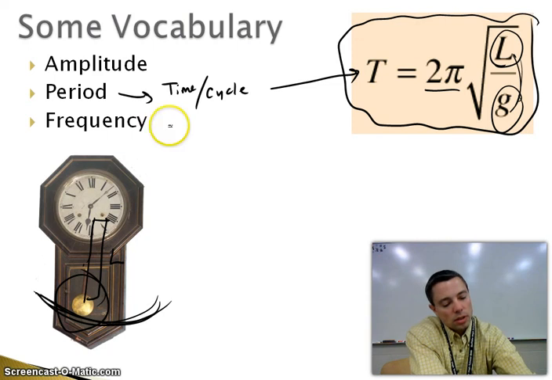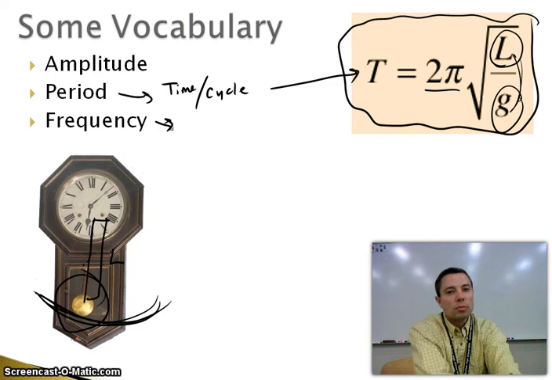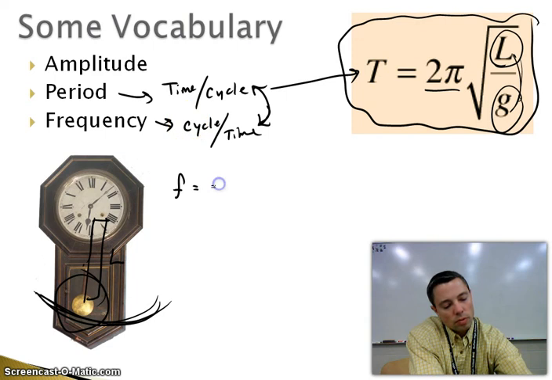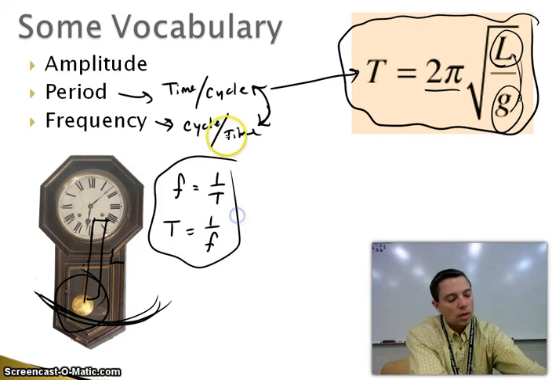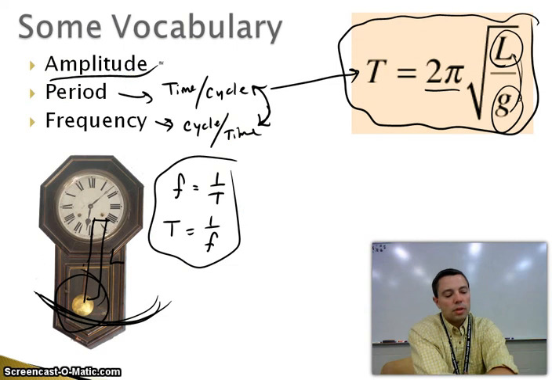Now the frequency is the number of cycles per given time. It is 1 over the period, or the period is 1 over the frequency. That's how we relate those two. So those two are related. What about this amplitude thing? Well, the amplitude deals with how much energy we gave it. So this is an energy.